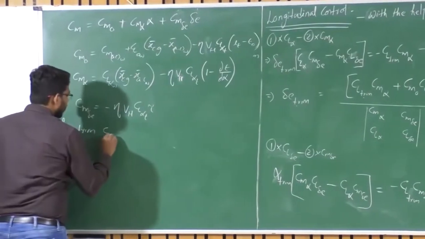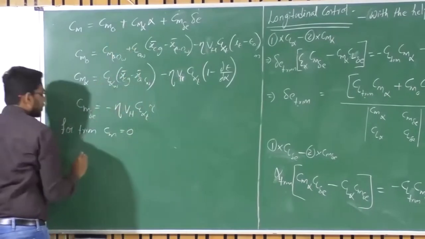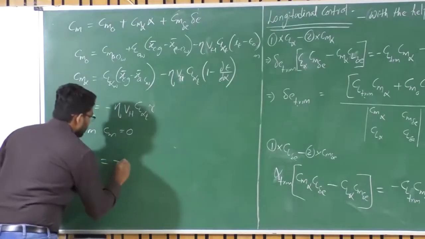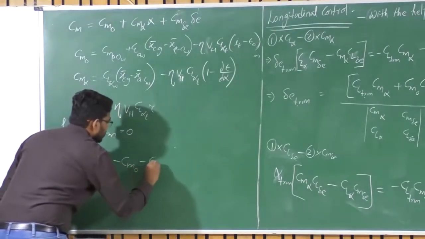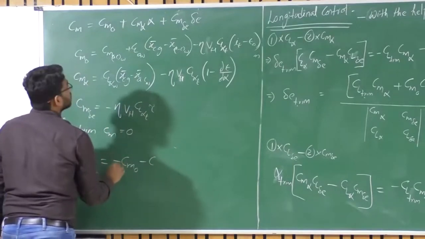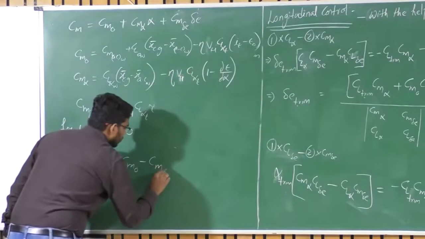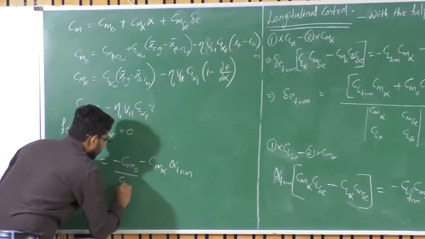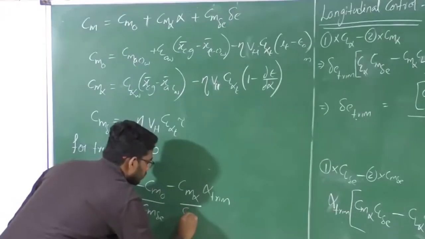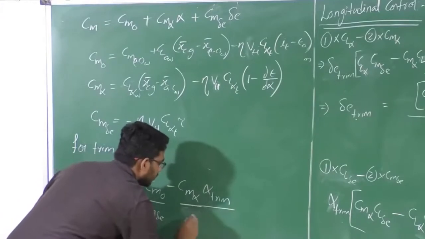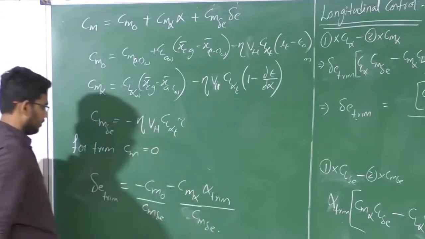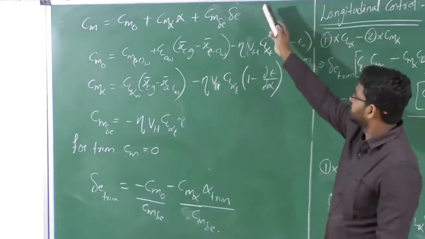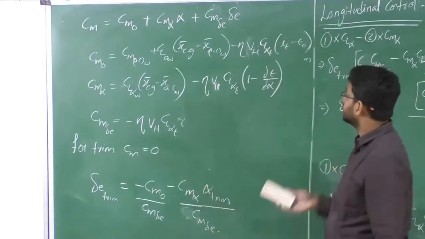So for trim, CM has to be 0. So substituting 0 in this equation, delta E trim is equal to minus CM naught minus CM alpha times alpha trim, upon CM delta E. Am I correct? So just substituting CM equal to 0 in this equation and trying to find out what is delta E trim.